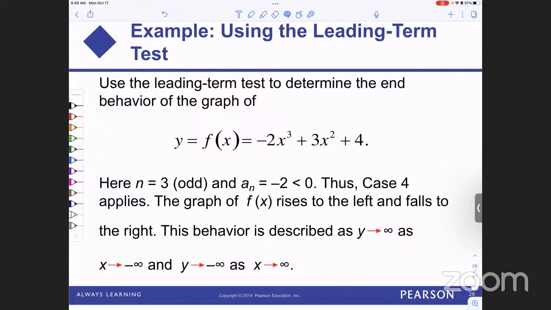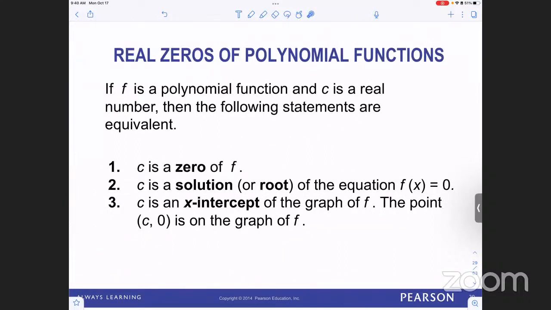Let's see, what's the time? We got 5 minutes. Use the leading term test to determine the end behavior. Oh, this is one we just did, right? So the degree of the polynomial is odd. The leading coefficient is negative. So this is case 4. It's going to rise to the left and fall to the right. I think that's what we did, okay? Hopefully that's okay. Let's try another one. Real zeros, okay, real zeros of polynomial functions.